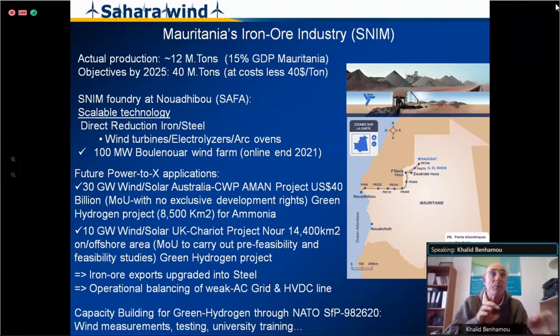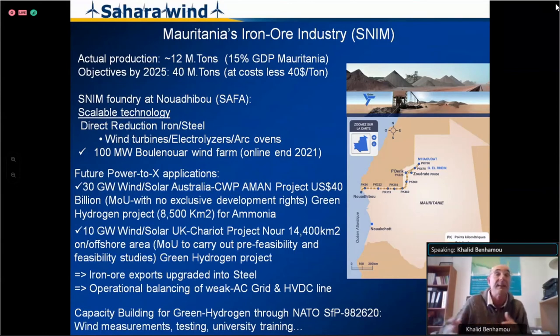So the foundry already has wind turbines and arc ovens. The only missing part is the electrolyzers. There are wind farms coming online nearby. But what is most interesting in the region is to note the big Power2X applications that have been announced: 30 gigawatts for one project and 10 gigawatts for another.